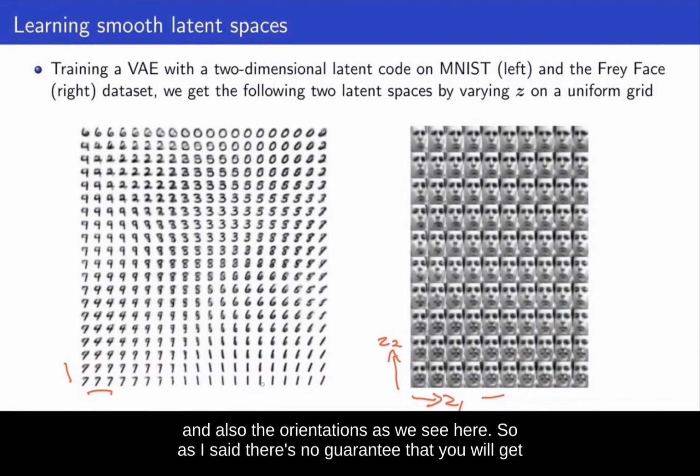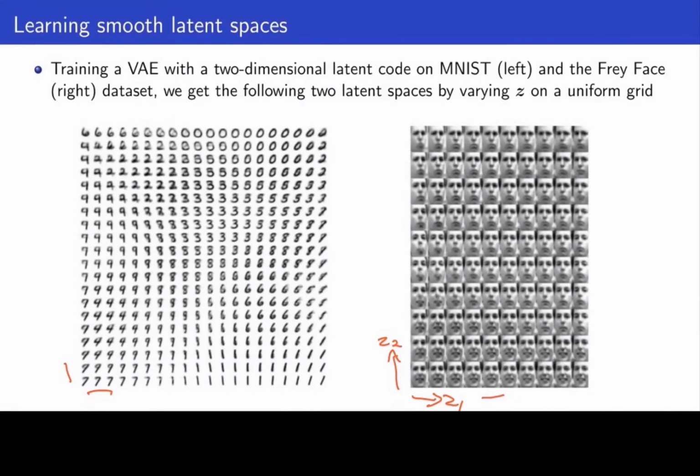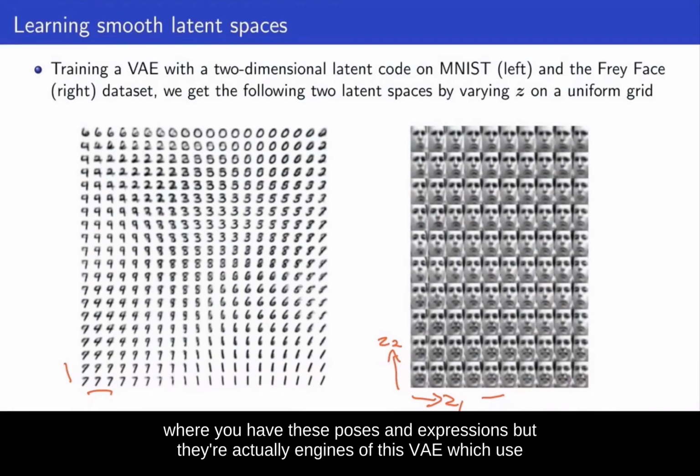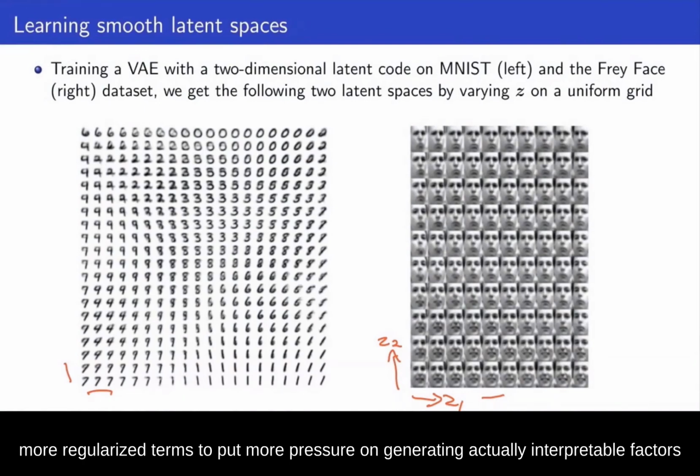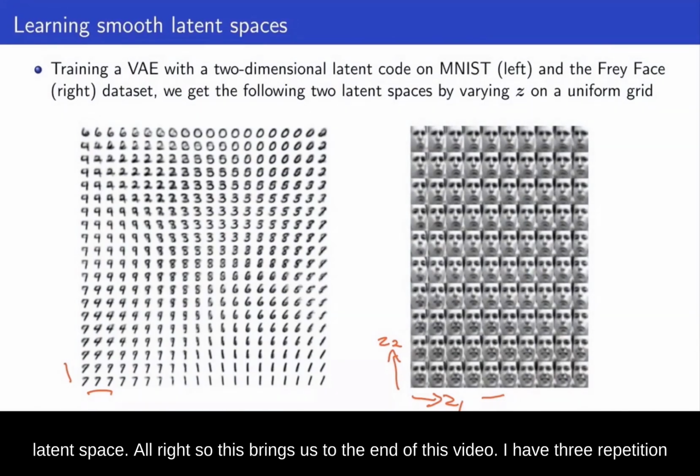As I said, there's no guarantee that you will get something as nicely interpretable as in the case of the Frey faces data set, where you have these poses and expressions. But there are actually extensions of this VAE which use more regularization terms to put more pressure on generating interpretable factors of variation or latent variables. And in general, they learn quite nice representations in the latent space.